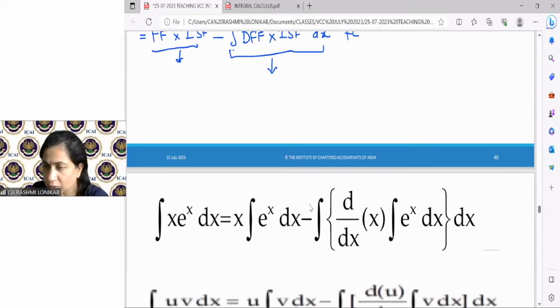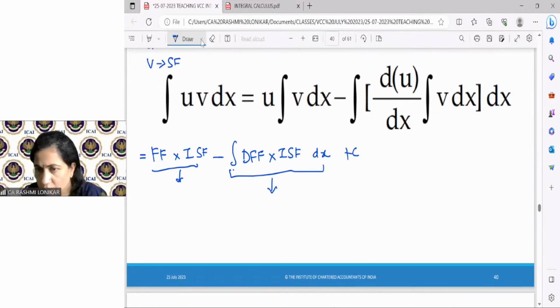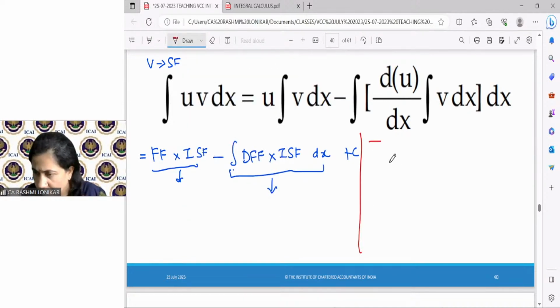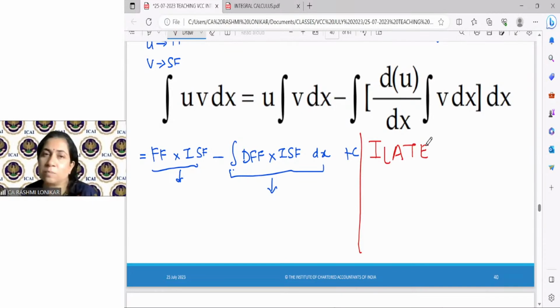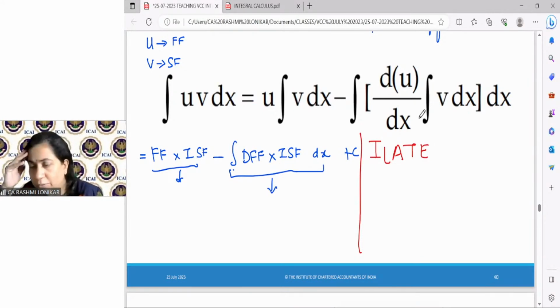And for that, you must also know here what is called the ILATE. ILATE. So you have to follow this acronym, so that what will be your first function and what will be your second function, you will decide by this. Out of this, I is not there in your syllabus. This is your inverse trigonometric function. That is also not there, and T is also not there because it's the trigonometric function. So what you are left with is L, A, and E.